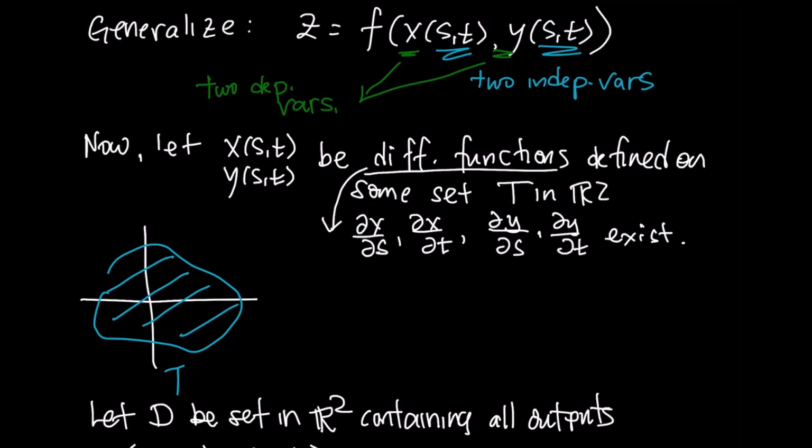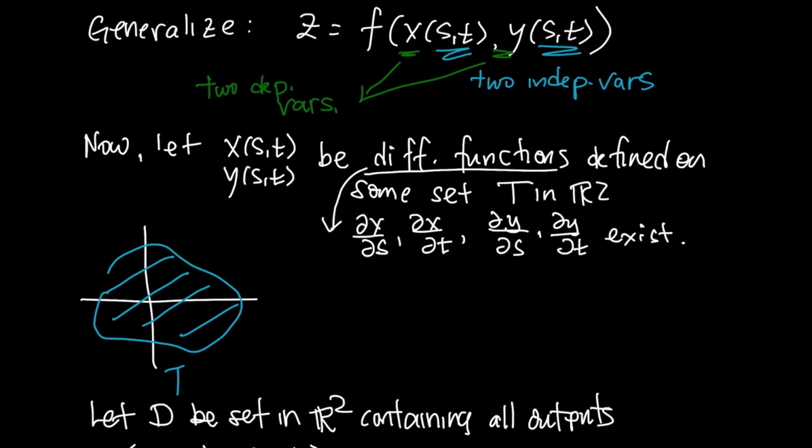We would like to further generalize the chain rule. Now let's consider a function of two dependent variables, and each of those dependent variables is now a function of two independent variables. That means s and t are ultimately the variables that the function z has to depend on. What we're going to do now is let x and y be differentiable functions of two variables, and let's say they're defined on some set T in R2.